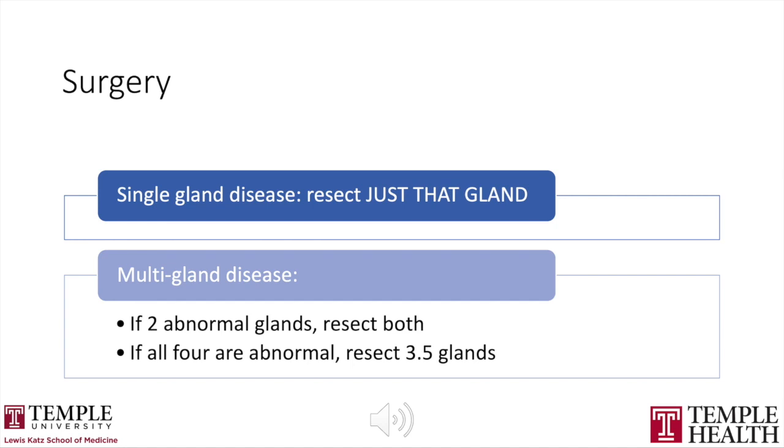So again, the goal of surgery is to remove the abnormal gland. So if it's single gland disease, you resect just that gland. If it's multi-gland disease, again, 2 glands, you'll resect both. If all 4 glands are abnormal, you'll resect 3.5 glands. You do the operation that you need to do, when you can't always know in advance what operation that's going to be.